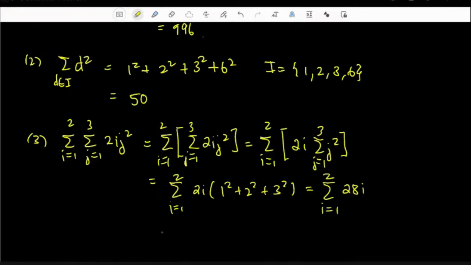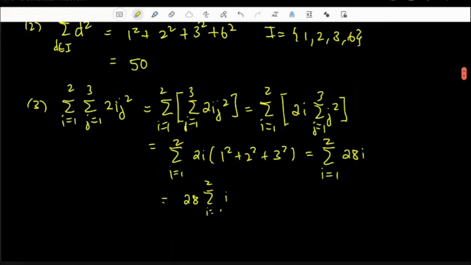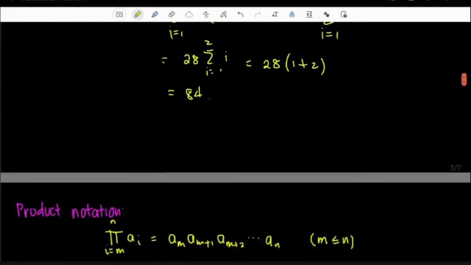So this time, we can factor out 28 since it's constant. So we have 28 summation I equals 1 to 2 of I. So now we can evaluate summation of I, and that's equal to 1 plus 2. Or that's 3. 28 times 3, so that's equal to 84. Okay? So that's how we simplify summation.